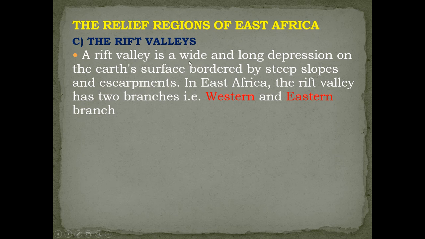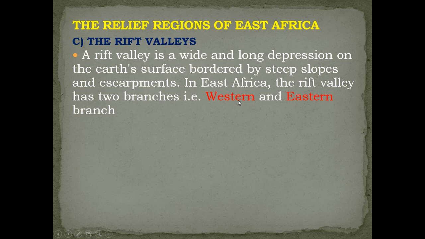So it is a wide and long depression. That's why it's called a valley. It's a depression. But on either side of this depression we have steep slopes which we call escarpments. In East Africa, the Rift Valley is divided into two. We have the western part of the Rift Valley and the eastern part of the Rift Valley.